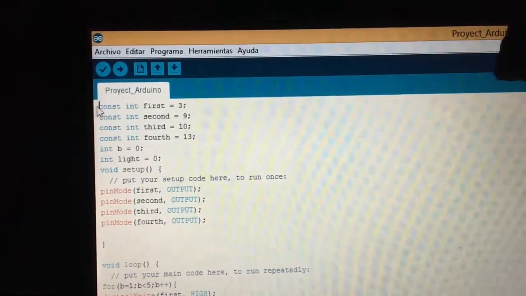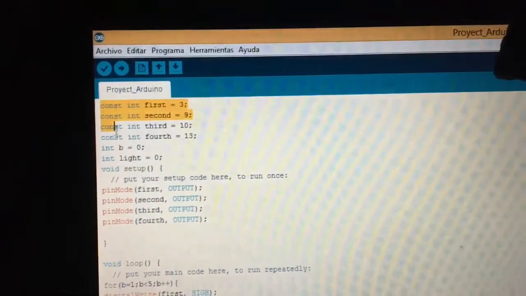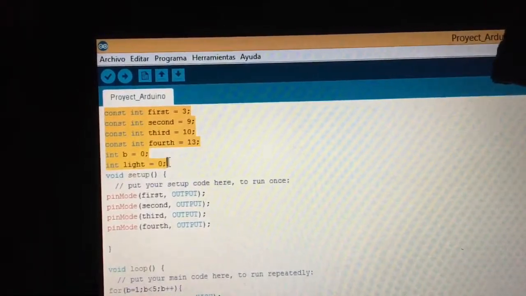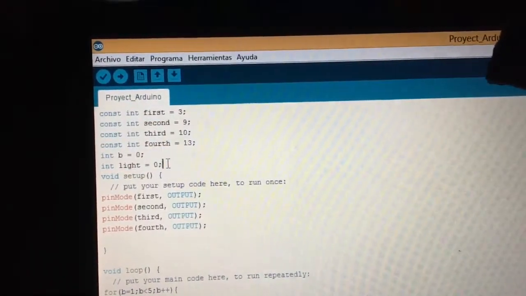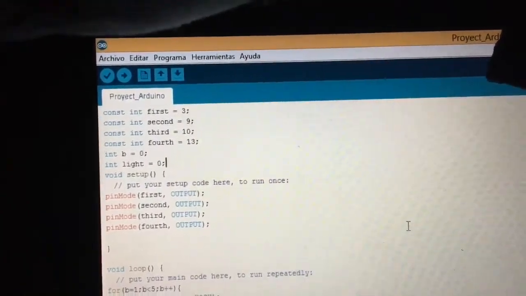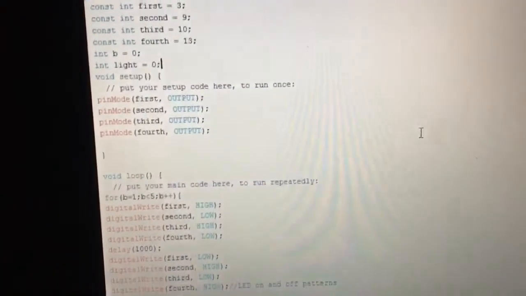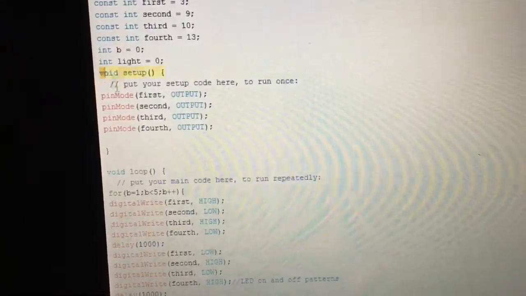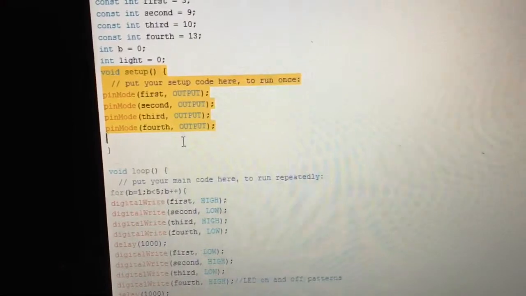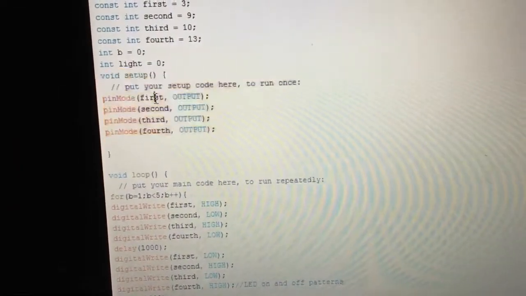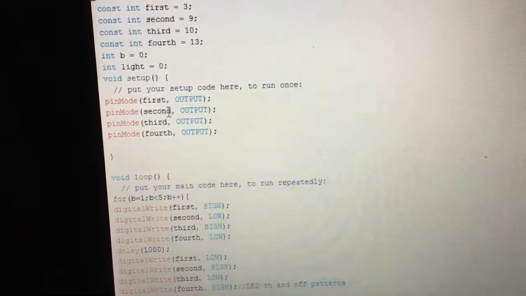The first step is to declare the constants and variables that will be used in the program by giving them a determined value. We use these values because they are able to perform a PWM type of signal that resembles an analog signal. In the void setup, we use the command pinMode to determine if the previously declared constants will be an output or an input.